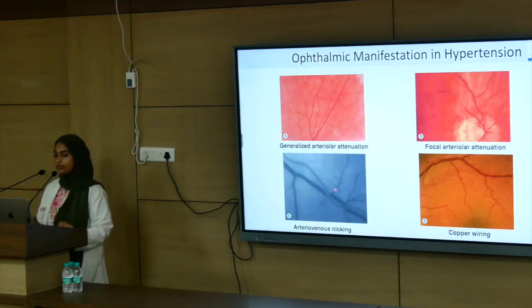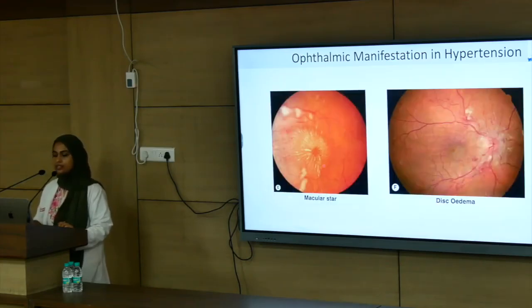Arteriovenous nicking is due to a hardened artery pressing over a vein at the AV crossing, as we can see here. Copper wiring is a red-brown reflex of the arterioles that happens due to sclerosis and hyalinization. This is a macular star, which is seen when hard exudates accumulate at the posterior pole of the retina. And the last one is disc edema.